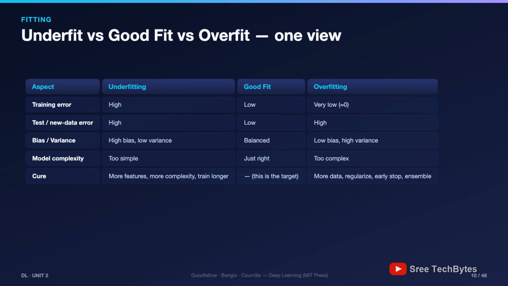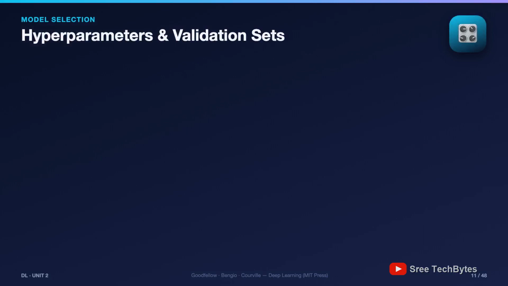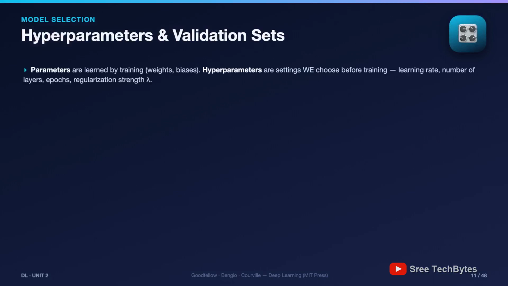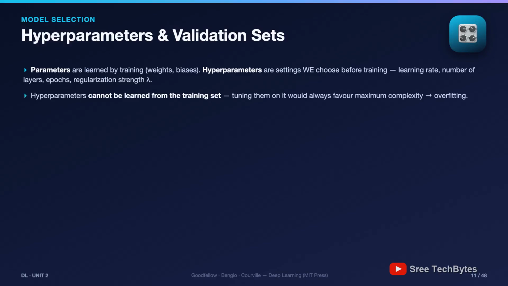And the practical diagnostic you'll use in every lab: look at the two errors together. High, underfit. Low and high, overfit. Low, ship it. Photograph this table. Now a distinction that sounds bureaucratic but is actually fundamental: parameters versus hyperparameters. Parameters are learned by training, the weights and biases. Hyperparameters are the settings we choose before training, the learning rate, the number of layers, the number of epochs, the regularization strength.